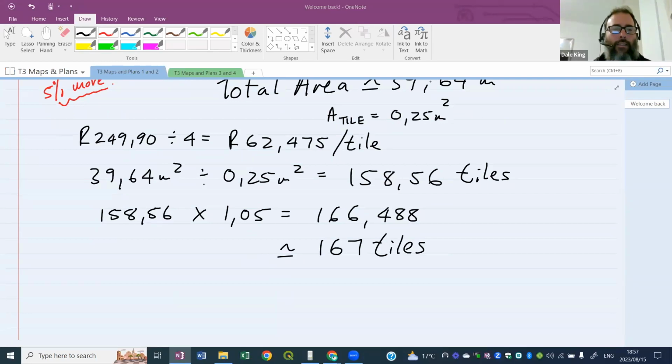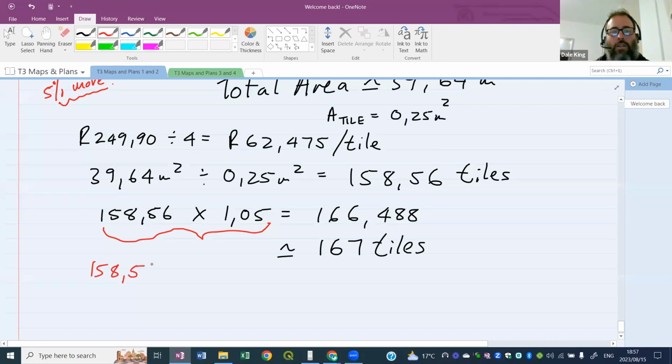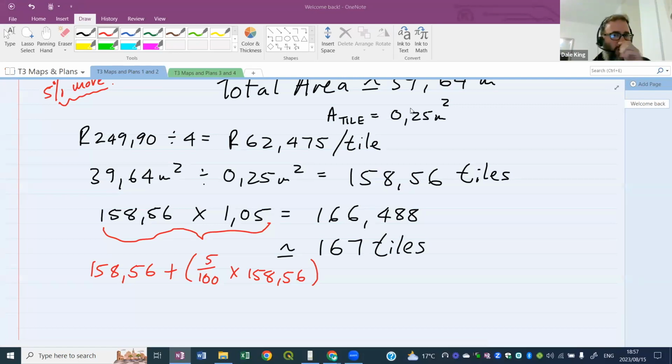Excuse me, sir. Yes. Can I please ask, how did you get the 1,05? Because I don't know the method. Okay. So this is a very short method to work out a value plus a percentage of that value added on. There's usually a two-step process here. You guys are used to saying 158.56 plus 5% of 158.56. If you're used to that, please don't change it unless you understand this new method. This new method just says to work out a value plus a percentage on that value, you can just say times 1,05, because the 0.05 here is 5%.